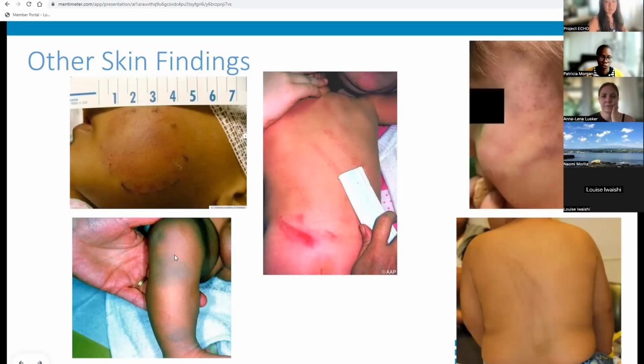And then here is dermal melanocytosis, just on the leg. Could look like a bruise, but it was flat, same color, had been documented in the electronic health record previously. And so it was felt that this was consistent with that.